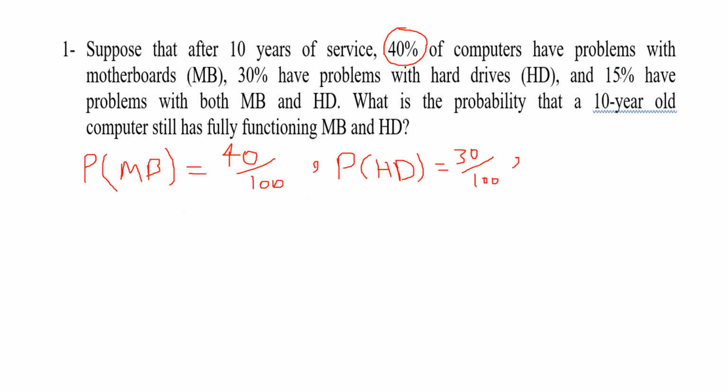Okay, and 50% have problems with both motherboard and hard drive. So both of them, I should use intersection for that. You remember? So MB intersection HD. So this is 15%.